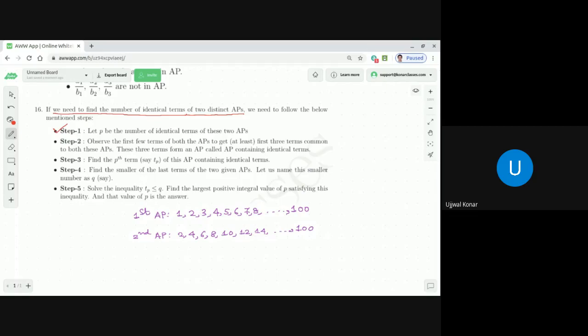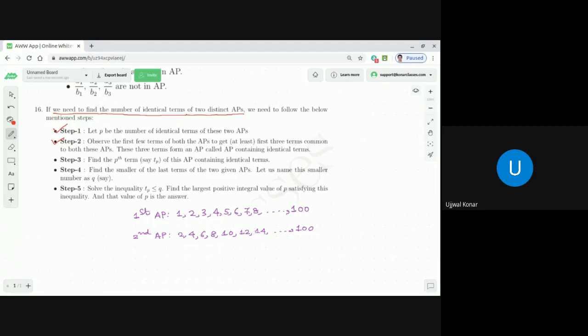So now step 2 is to observe the first few terms of both the APs to get the first 3 terms common in both the APs. For example, 2, 4, 6. These 3 terms form an AP called the AP containing identical terms. That is step 2. Then step 3 is to find the pth term of this AP containing identical terms.